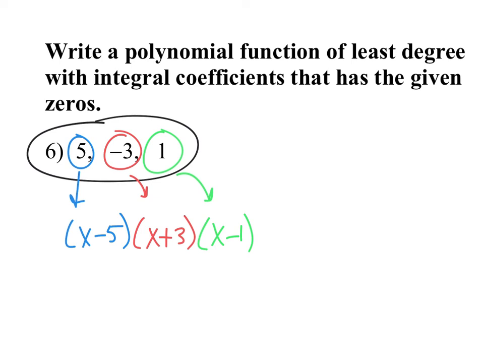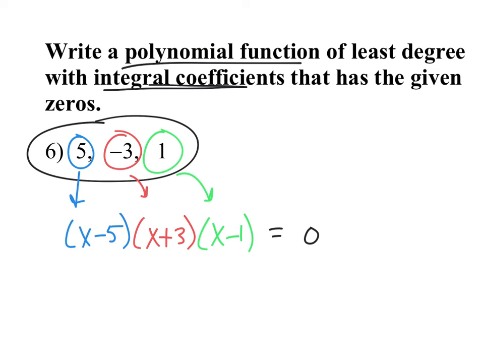So it's always going to be the opposite of what they give you. If they give you a positive number, you're going to have x minus that number. If they give you a negative number, you're going to have x plus that number. So there's an equation that would give us the 3 zeros. As written, though, this is in factored form, and they want it to be written as a polynomial with coefficients. So they want us to multiply it out. So let's go ahead and do that for them.